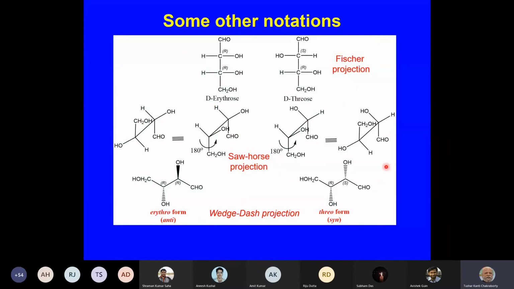Sometimes people use some other terminologies, but I will not confuse you. I am just showing it. I don't know whether this was in the class notes or not, but don't worry about it. If I write like this, with CH2OH and CHO, it is a molecule called erythrose, and then threose, some sugar molecules. When one hydroxyl is up and one hydroxyl is down, we sometimes call it the erythro form, and sometimes we also use the terminology anti.